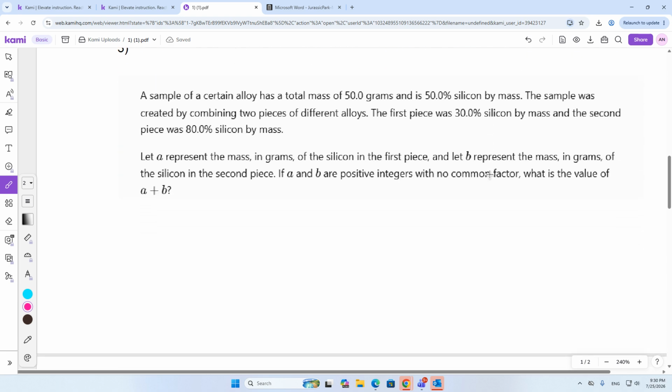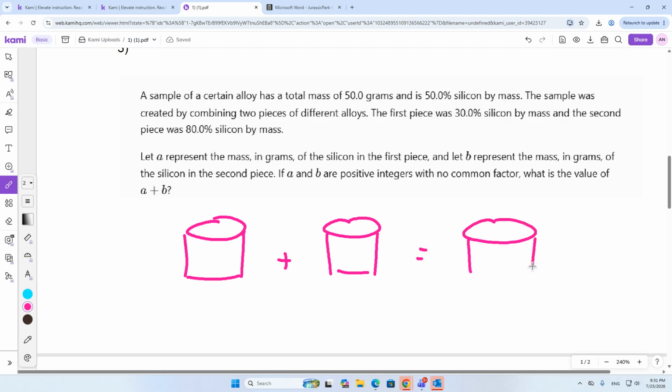Okay, cool problem here. It helps, especially when you're getting started, to conceptualize this. So we're mixing two things to get a final mixture, right? The final mixture is 50 grams. And it has 50% silicon, so the total mass of silicon is 25 grams, correct? Now, the first one is going to be x grams. The next one is going to be what's left over, so 50 minus x. We could do x and y, but I prefer to do this.